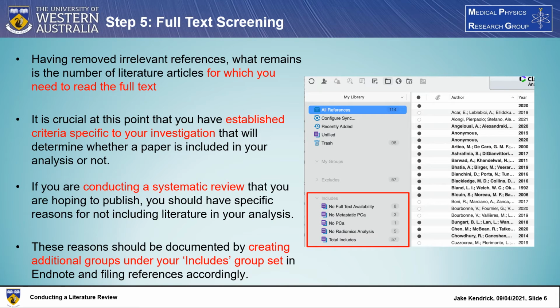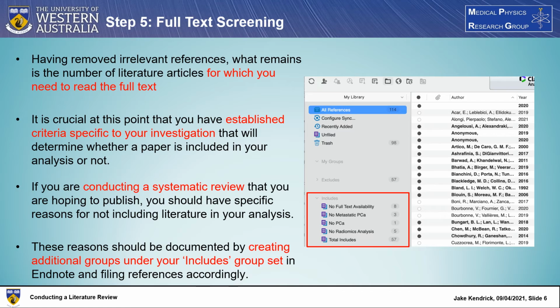So if we look at the picture on the right there, we have a total includes column, which is just all of the relevant articles that we found by screening the abstract and the title. But then we have shifted articles to the separate categories depending on whether or not they're included in our final analysis. So for example, we have 3 papers in no metastatic prostate cancer, which means those papers didn't have anything related to metastatic prostate cancer. So I wasn't going to include that in my review.